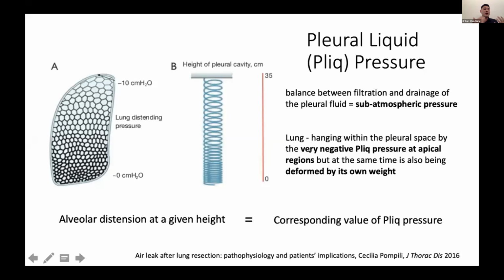Now, there are also some researchers who propose that alveolar distension at a given height corresponds to the value of the pleural liquid pressure, which means that at the apical part, where you have more negative liquid pressure, your alveoli tend to be more distended compared to the bottom parts of the lungs. And that is also why most apical bullae or blebs happen only at the apical part of the thoracic cavity.